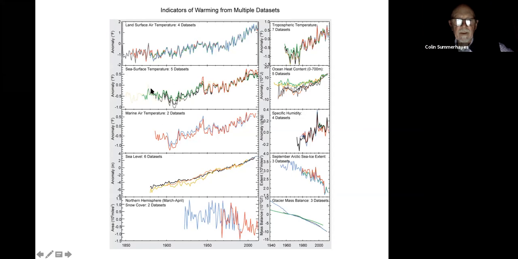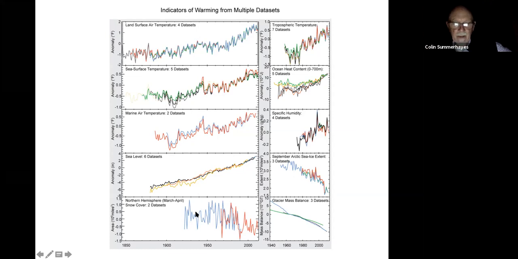The next one is the sea surface temperature. And again, you see some wiggles up and down, but you can see from the latter part, since about 1950, we've seen this fairly steady rise in temperature. Similarly, marine air temperature from about 1950 has been increasing. Sea level, there are 6 different data sets, all showing the same more or less steady increase. In fact, a slight increase in rate of increase.